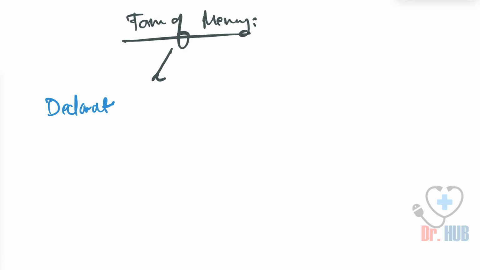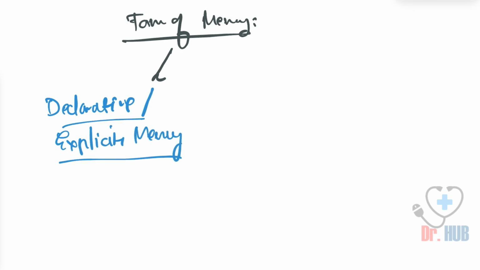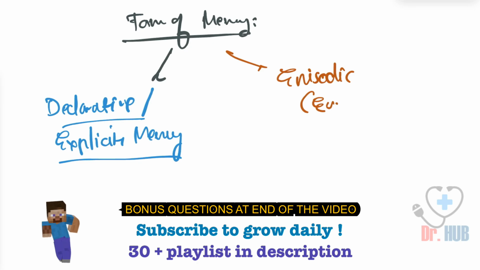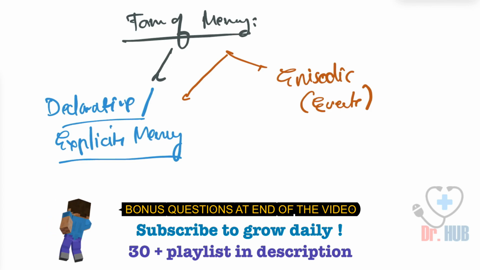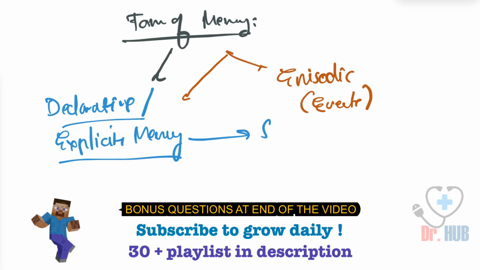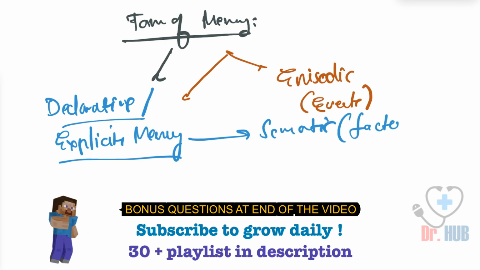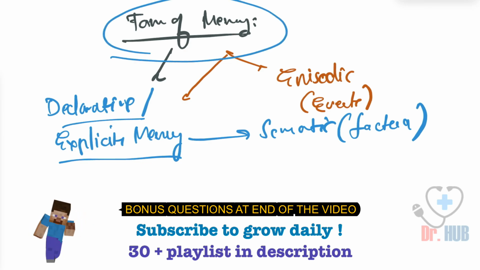So to start with, the forms of memory. There are two classifications. It is divided into two. First is the declarative, which is known as the explicit memory. Then we have the episodic. Episodic is nothing but the events. This episodic events comes under the declarative memory, and there is also the semantic, that is the factual. So the first is the declarative or the explicit memory. Under this comes the episodic and the semantic.